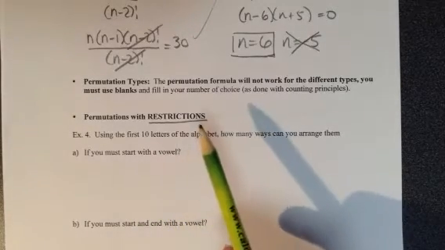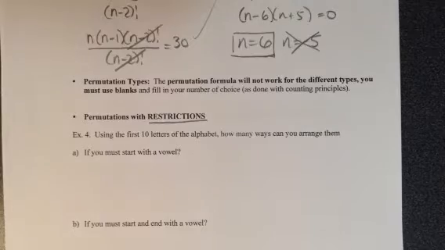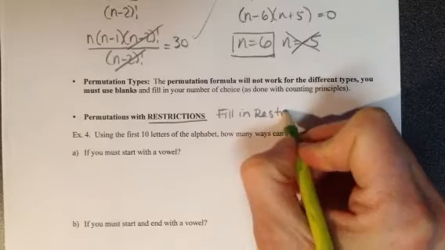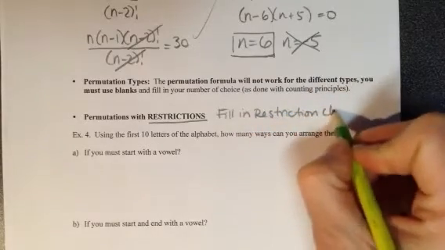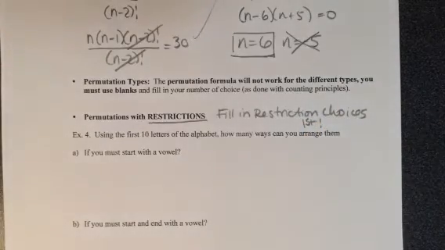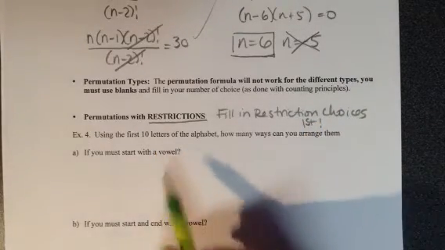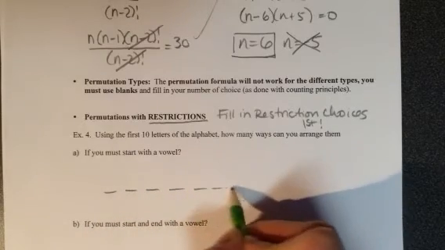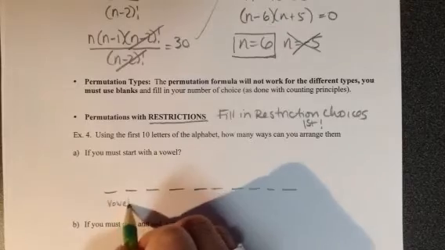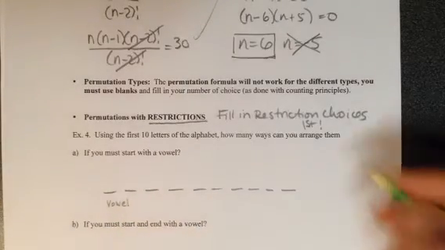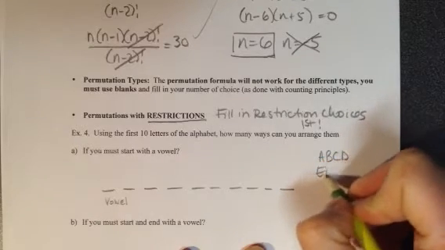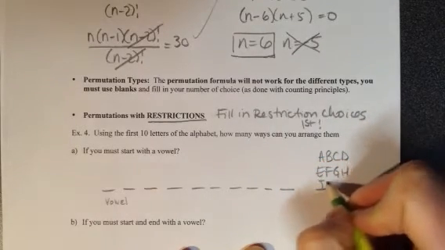Now, the easy thing with restrictions is that if you're given a question with restrictions, fill in your restriction choices first. And then you can continue on the question like we would normally do. So there's 10 letters, 1, 2, 3, 4, 5, 6, 7, 8, 9, 10. We must start with a vowel. So this has to be a vowel position. So let's list those first 10 letters that we'd be choosing from. A, B, C, D, E, F, G, H, I, and J.